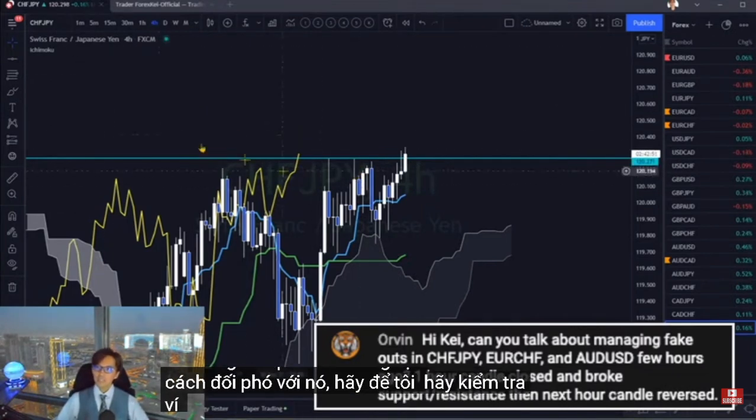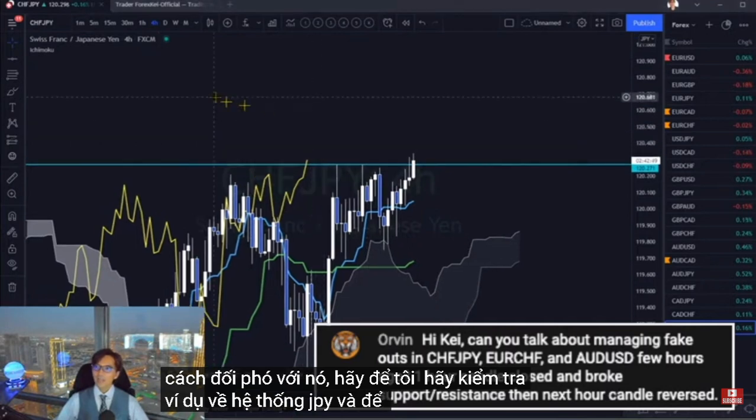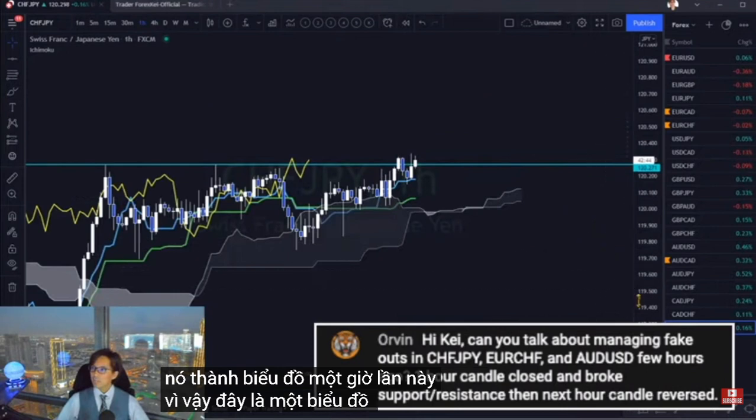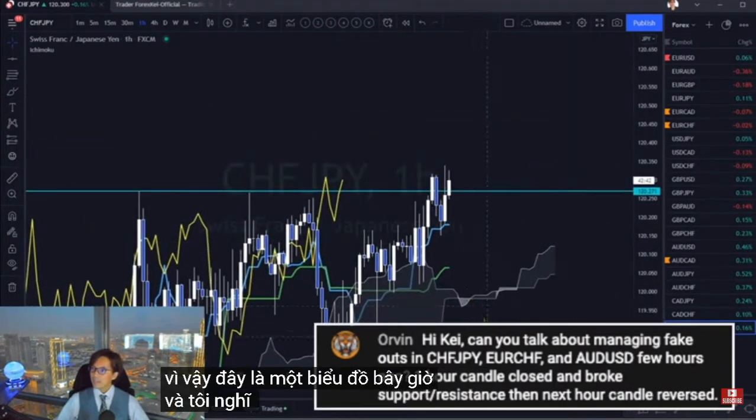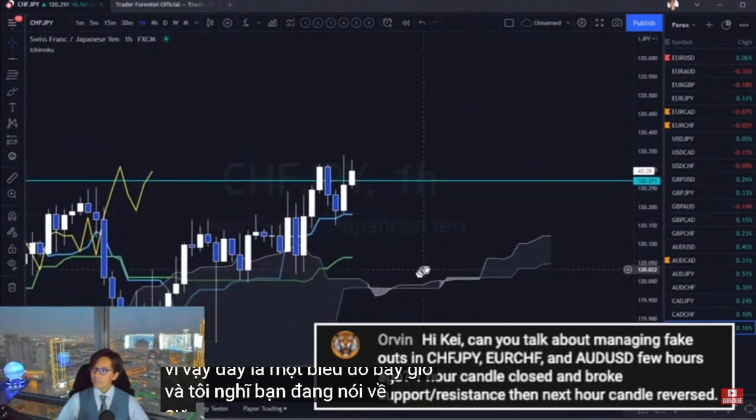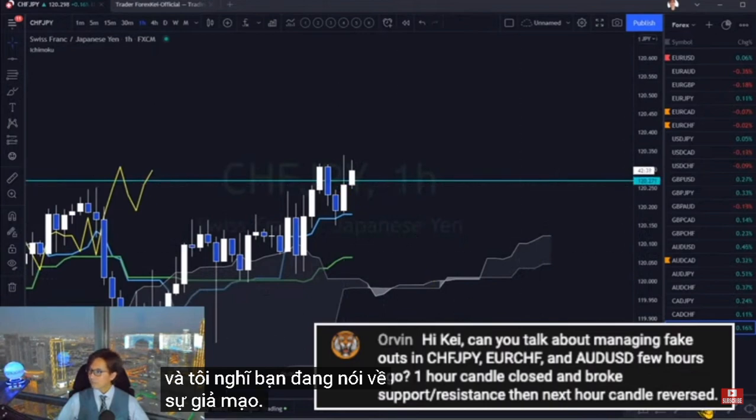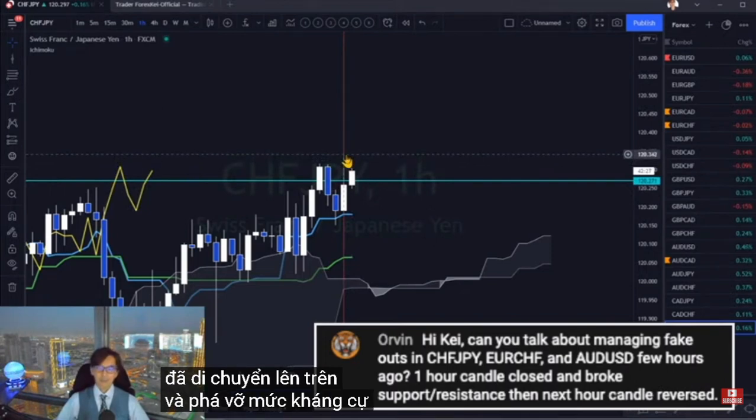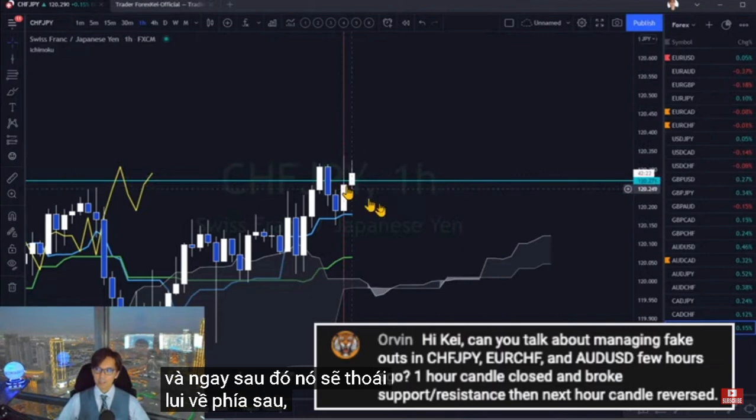Let me check the Swiss franc JPY as an example, and let me break it down to the 1-hour chart this time. So here's the 1-hour chart, and I think you are talking about the fake out, this one. Let me put the vertical line. This one was a fake out. The candlestick moved upwards and broke the resistance level, and soon after, it retraced backwards.